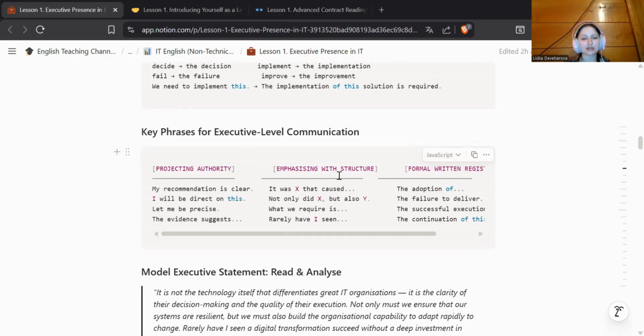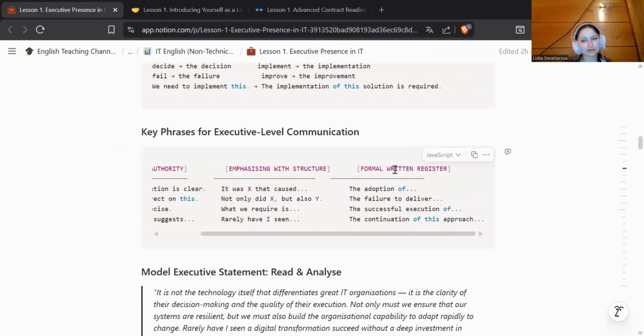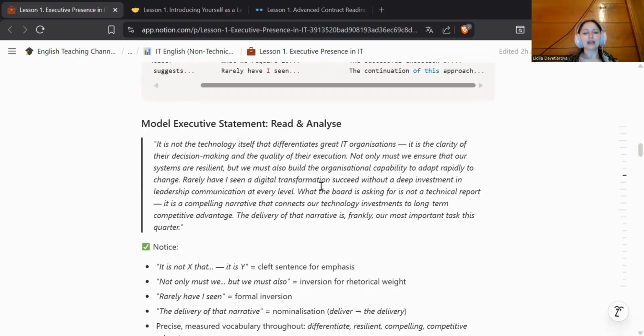To emphasize with structure: it was X that caused something. Not only did X, but also Y. What we require is... Rarely have I seen... Formal written register: the adoption of something, the failure to deliver something, the successful execution of something, the continuation of this approach. Yeah? And here we go, we have a model executive statement.